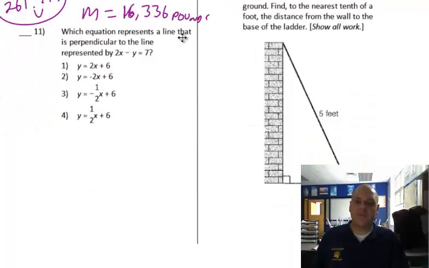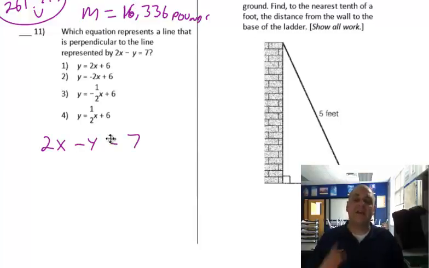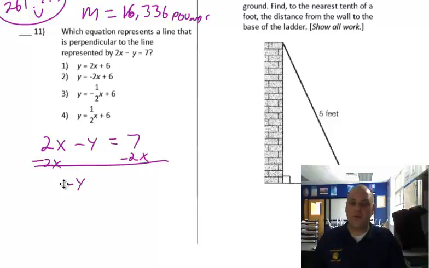Which equation represents a line that is perpendicular to the line represented here? All right, so 2x minus y equals 7. I need the slope. And remember, perpendicular lines have negative reciprocal slopes. Parallel lines have equal slopes. You got to know that. So I'm going to subtract 2x. I got to get y by itself. I can't tell the slope until I get y by itself. We've done this.